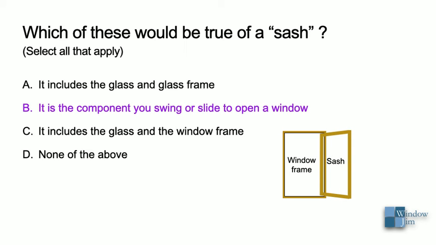B is correct. The sash enables a window to operate. A sash does not include the glass, although that's a common and incorrect assumption. Nor does a sash include the window frame.